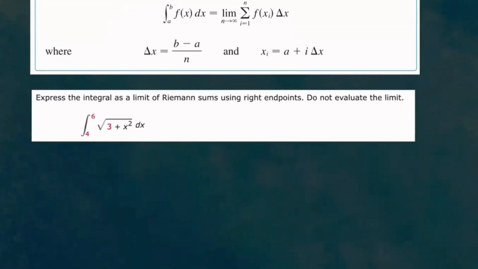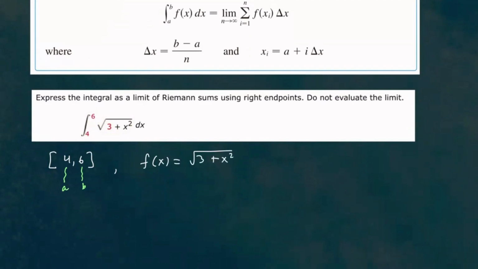The first thing we're going to do is figure out our interval. The interval is right here. That's the limit of your integration. So our interval for this problem is from 4 to 6. Consider 4 is your a value and 6 is your b value. Now the function is this piece right here. You can call it f of x, which will simply be the square root of 3 plus x squared.